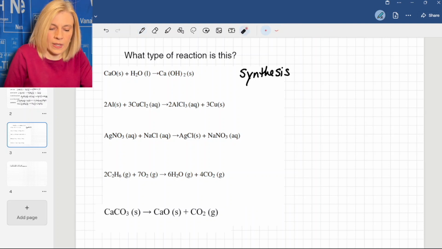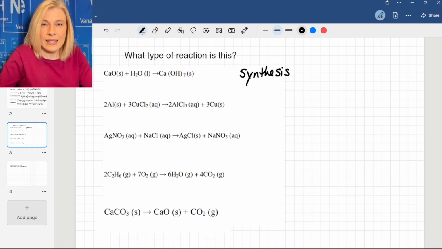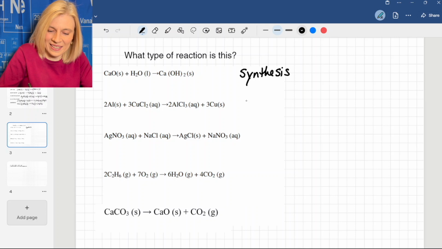Let's go to the second example. What's going on? I have aluminum reacting with copper(II) chloride. Aluminum is by itself, copper chloride is an ionic compound. And then a reaction happens, and after the arrow, I have aluminum with chloride, and copper is by itself. That looks like a single replacement reaction to me. Do you agree? So let's write single replacement here.